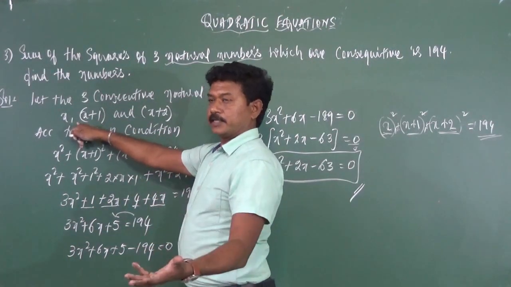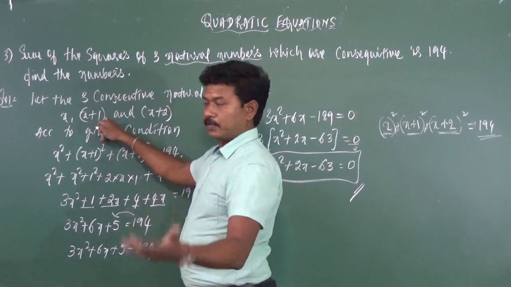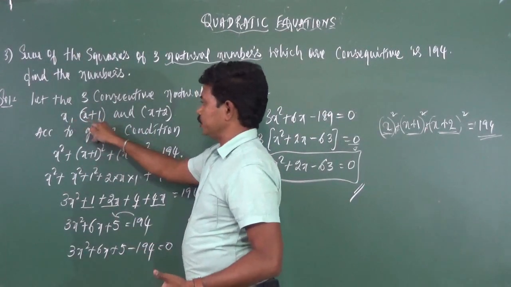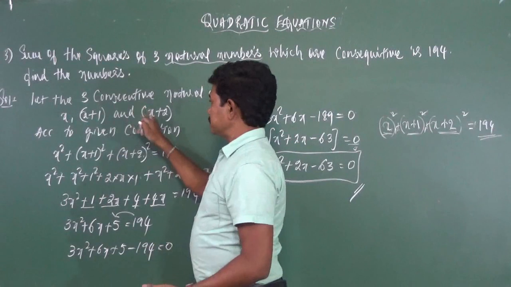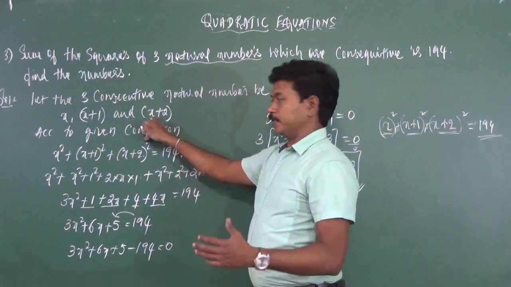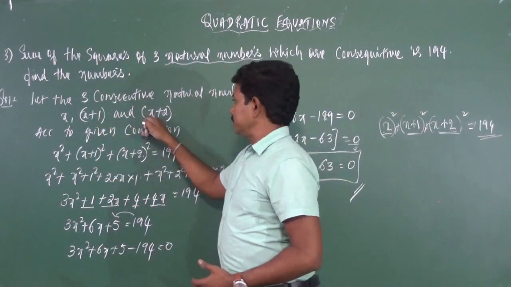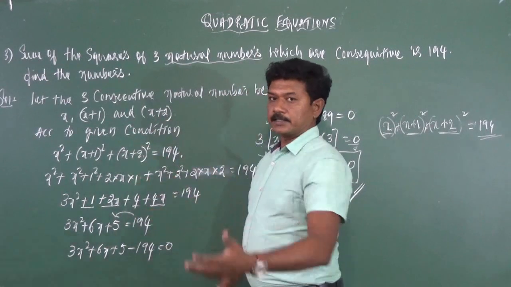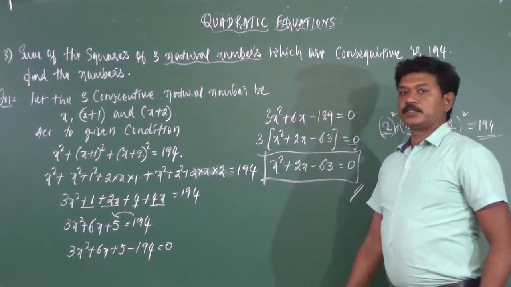The second consecutive natural number is x plus 1, substitute the value of x here, add it to 1, write the number. The third consecutive natural number will be x plus 2, put the value of x here, add it to 2 and write the answer. So they are the 3 consecutive natural numbers.